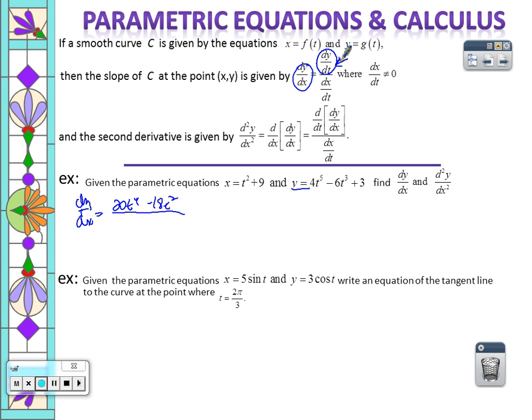Now we're going to go to the denominator, and we're going to take the derivative of x with respect to t. So we're looking at this guy right here. And so we would get 2t. Let's see, the 9 is 0.